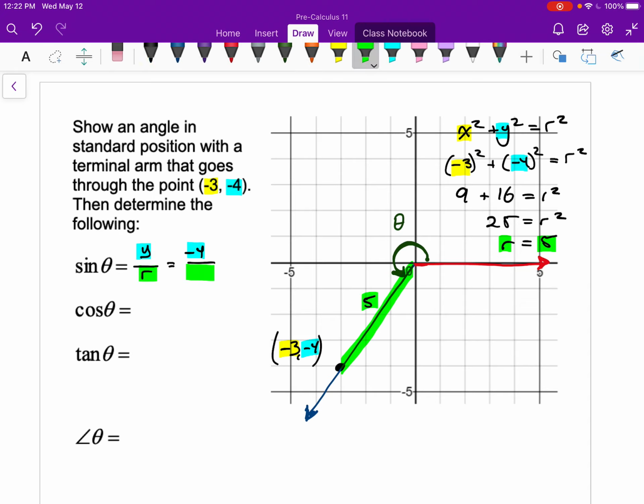And so now that means the sine of this angle is negative 4 over 5. And the cosine of this angle, cosine is x over r, so in this case, negative 3 over 5. And the tangent of an angle in center position is y over x, so in this case, negative 4 over negative 3, which I might as well simplify down to just 4/3.